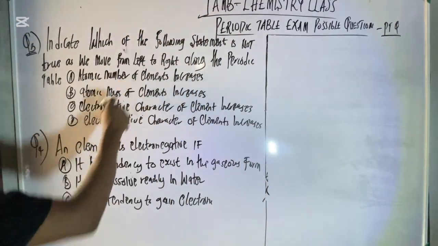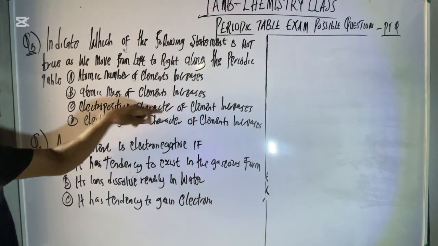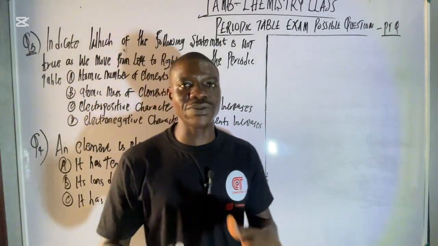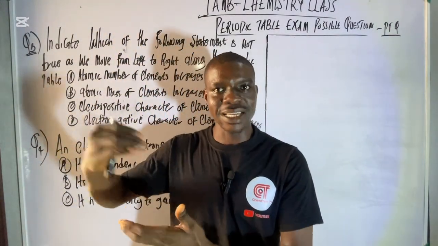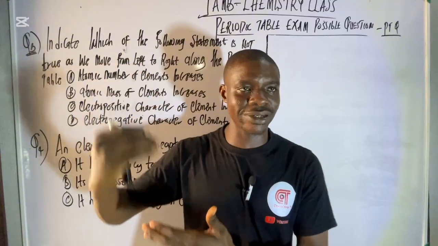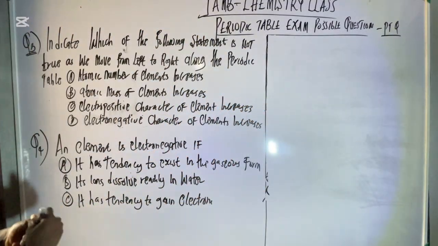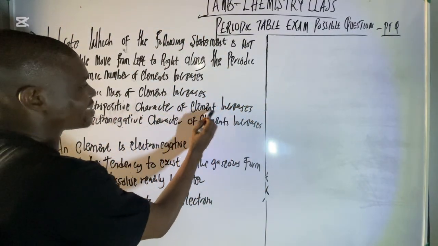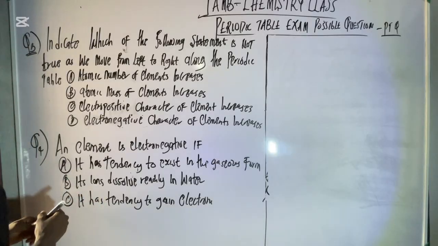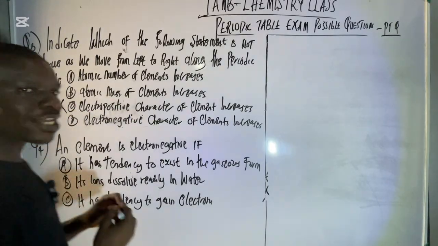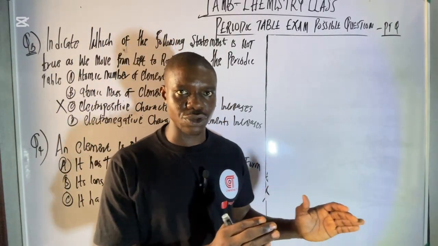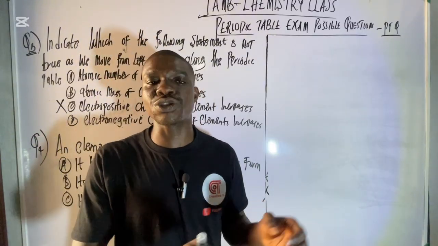So this is true. Atomic mass of the element increases. Yes. As the atomic number increases, the atomic mass of the element tends to increase. Correct. Now, electropositive character of the element increases. No, this is not correct. As we move from left to right across the period, the electropositivity tends to decrease.